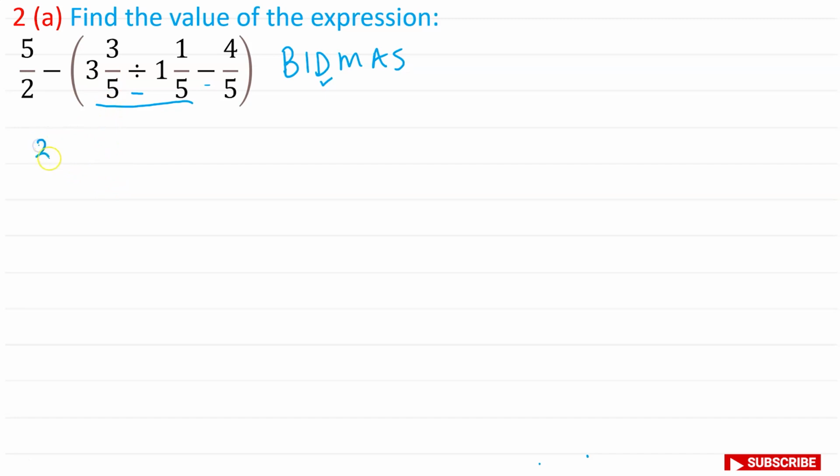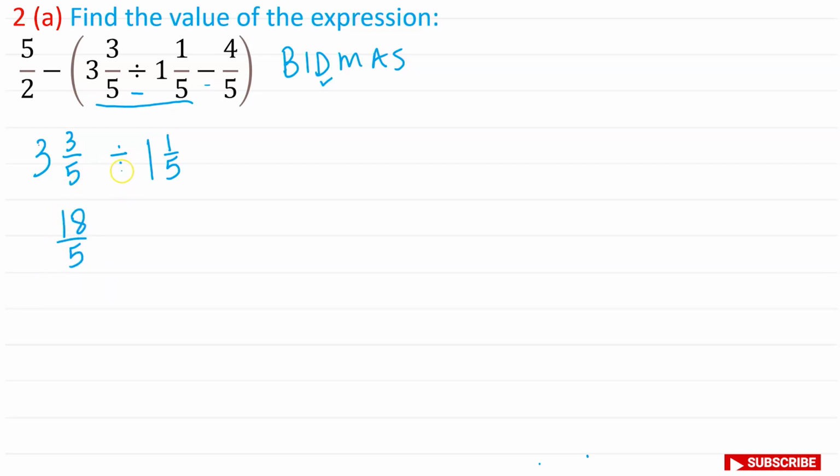What do we have? We have 3 and 3/5 divided by 1 and 1/5. So we need to change them to improper fractions first from mixed numbers. You need to do 3 times 5, which is 15, add 3 is 18. So this is going to be 18/5.